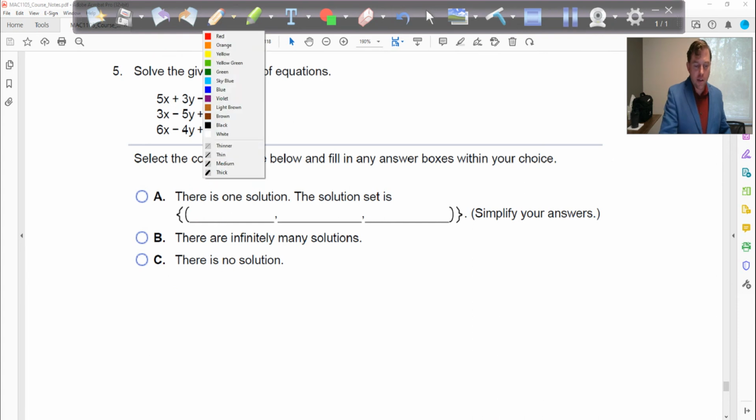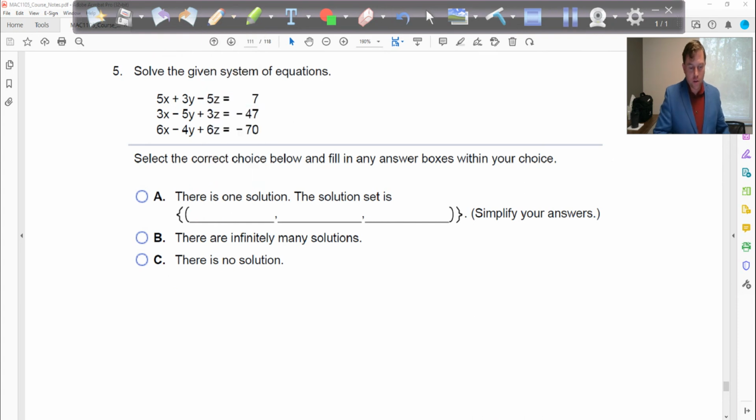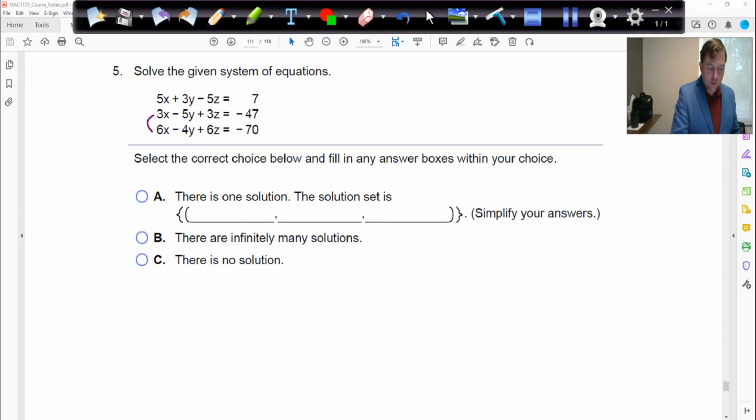Okay, 5. Let's take a look. So notice none of the x's match, none of the y numbers match, none of the z numbers match. So no matter what we do, we're going to have to take a multiple of some of these equations to get them to match. Now notice this. This 3 can easily become a 6, and this 3 can easily become a 6. So if we can make those 6 x's and 6 z's, we can maybe combine them and maybe lose two letters at once. So let's try that.